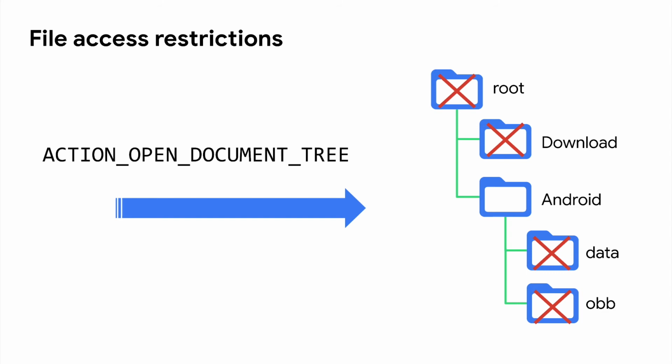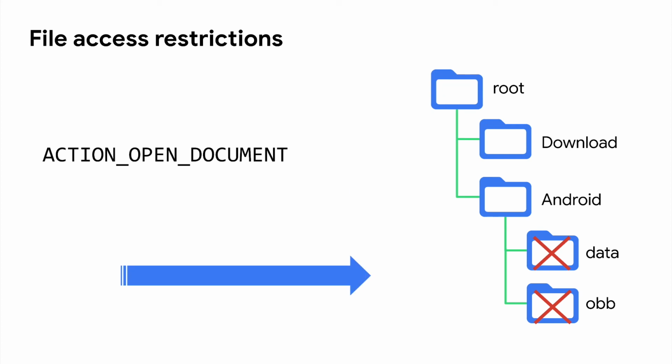We also brought some file access restrictions, specifically to ACTION_OPEN_DOCUMENT_TREE. With Android 11, you can no longer access the following folders and files from the documents UI, so the storage access framework: the root of the internal storage volume, the SD card volume, the Downloads folder, and the Android data and Android OBB directories and subdirectories. So for the root and the download folder, you can still access one specific file or one specific subfolder, but you cannot have the root of the whole storage volume or the whole root of the download folder.